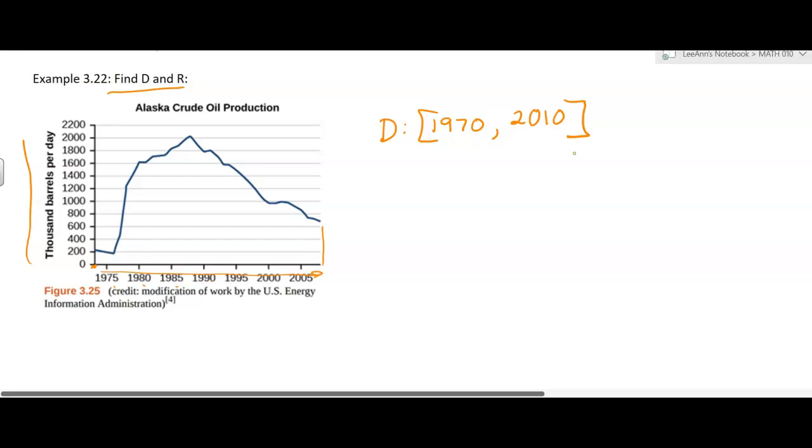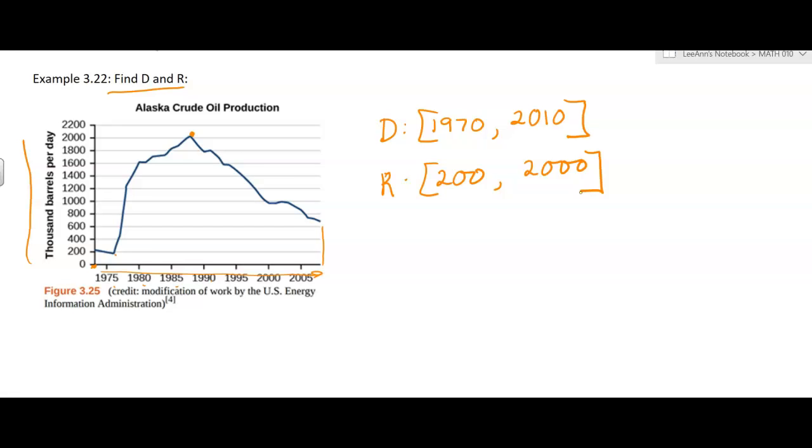And then what's the range? Well, it looks like it's just over 200 there. Oh, it goes down, doesn't it? Okay, so I'm going to say it's from 200 to, what's the top point? It looks like about 2,000. I'm only going to be general here because I can't read the graph that well. But that's what I would say for the domain and the range. The domain is going from about 1970 to 2010, and it looks like the range is from 200,000 barrels per day up to 2,000,000.